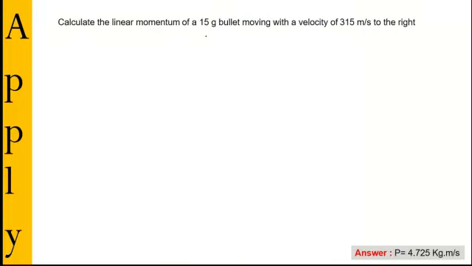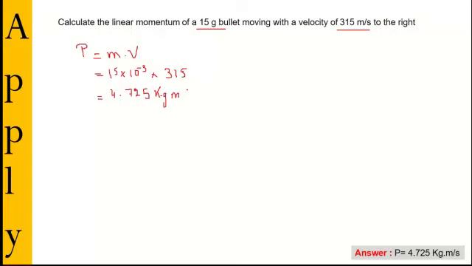So calculate the linear momentum of a 15-gram bullet moving with a velocity of 315 meter per second to the right. We have the mass, we have the speed. So in this case, you can find the linear momentum. Then we know that P equals M times V. We have the mass equal to 15 times 10 to the power minus 3 kilogram, times V, which is equal to 315. So we'll have as answer 4.725 kilogram meter per second.